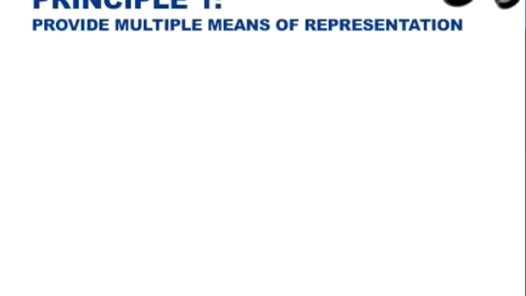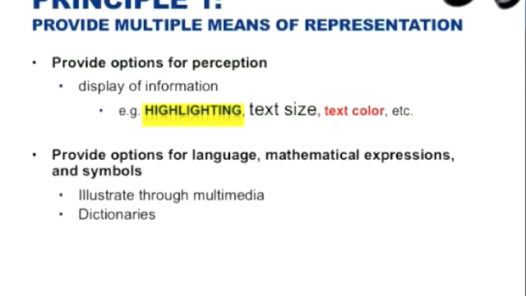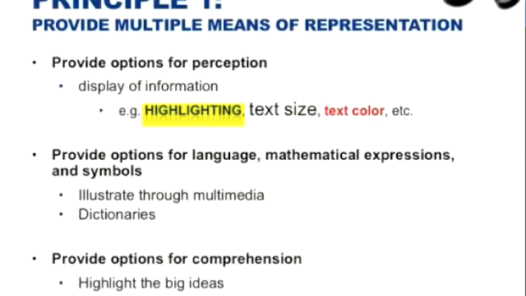So how can educators apply these principles in their teaching? Well, they can provide options for perception. They can allow students to customize the display of information, for example, highlighting the text, changing its size, changing the color, and things like this. They can also provide options for language, mathematical expressions, and symbols. So students can illustrate through multimedia, they can use dictionaries, and they can provide options for comprehension. So teachers can highlight the big ideas and activate prior knowledge. All of these things will provide multiple means of representation for students.